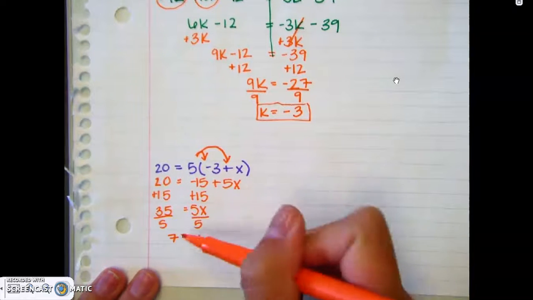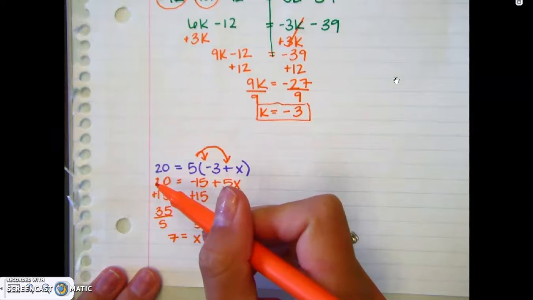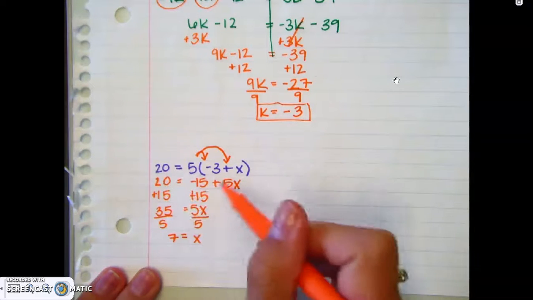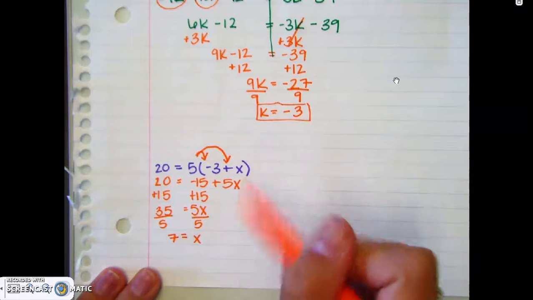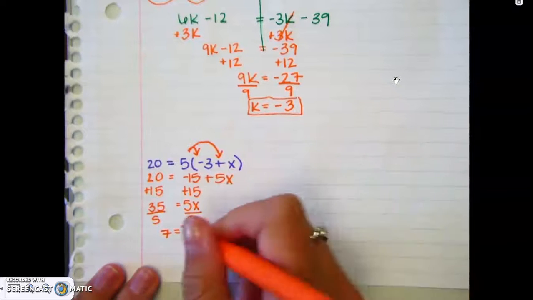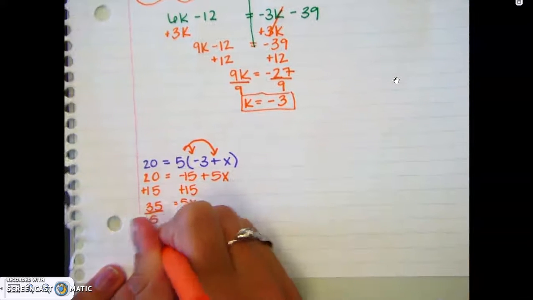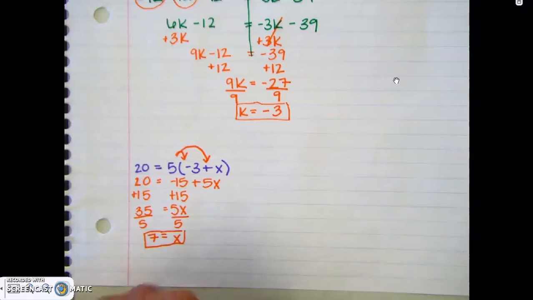Notice I'm not switching that around and I'm not putting the x over there just because it's easier. If you have x on this side, you have to keep it on this side. Okay? So anyways, that's one way to solve it. The answer is x equals 7. There's another way to solve it though.